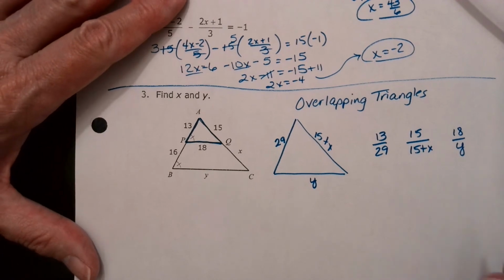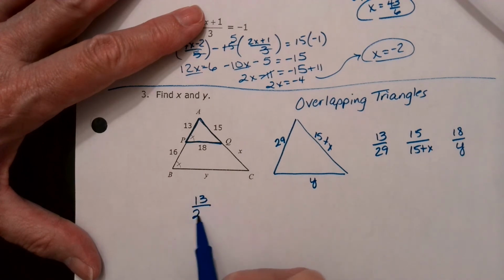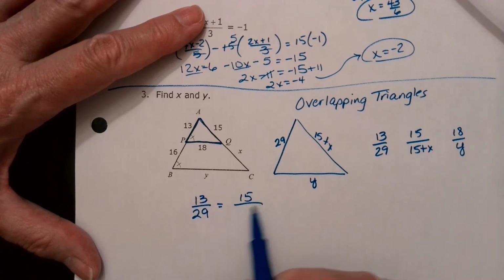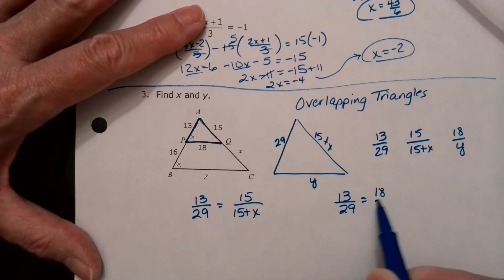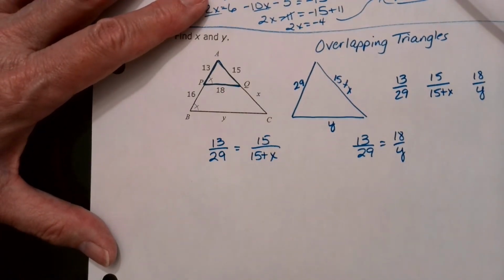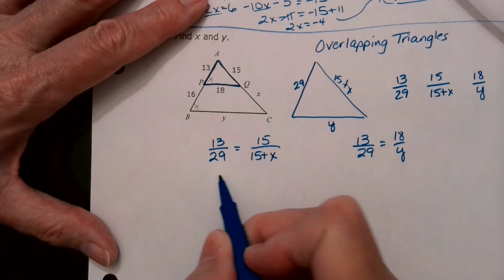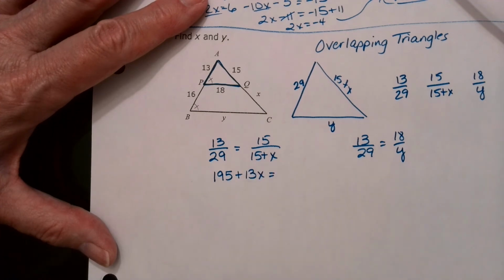Just like on the previous thing that we did with similar triangles, we're going to take the one that has no variable and match it up with each of the ones with variables. So we'll use it again with the y term. Okay, we're going to cross multiply. So I've got 13 times 15, and you get 195. Then 13 times x, and then I've got 29 times 15, and that's 435.